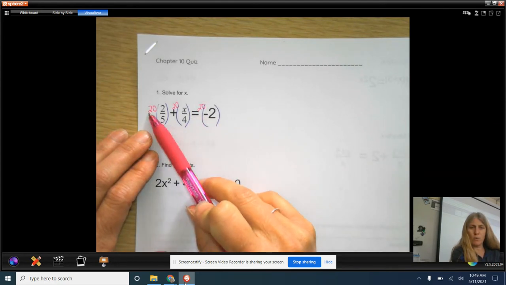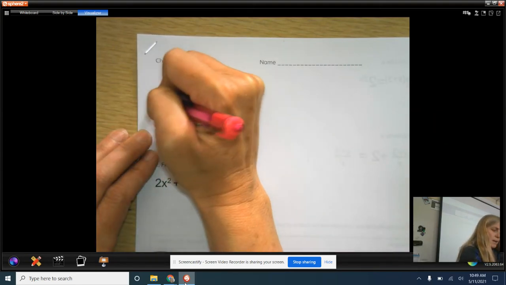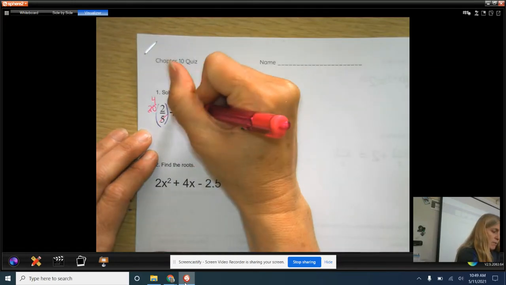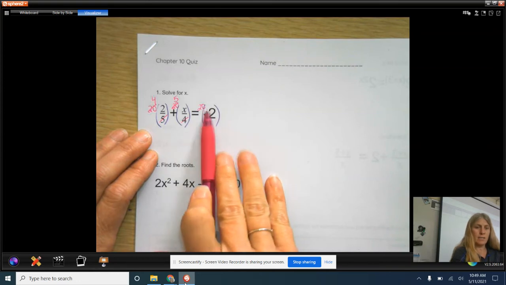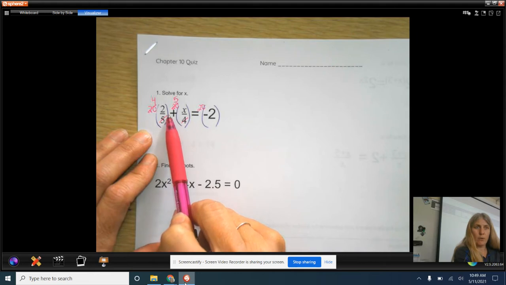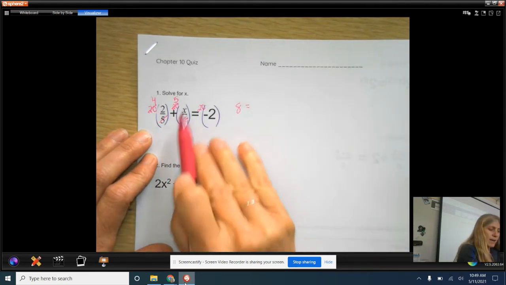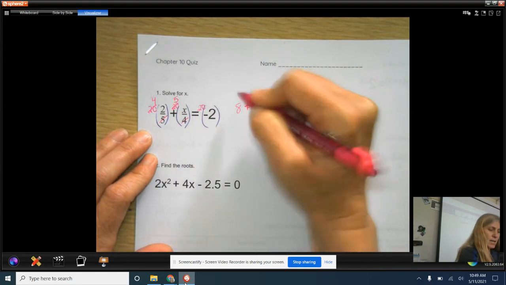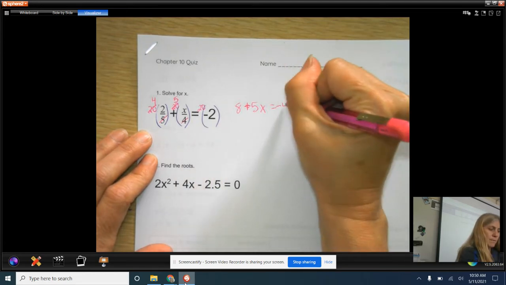So 5 goes into 20 4 times, so we're going to cross both of them out and replace my 20 with a 4. 4 goes into 20 5 times, so I'm going to cross both of them out and put 5. Now, there's no denominator here to cross out, so it's going to stay at 20. So now we're going to multiply because we have that set of parentheses. 4 times 2 is 8. 5 times x is positive 5x. Then our equal sign, and 20 times negative 2 is negative 40.